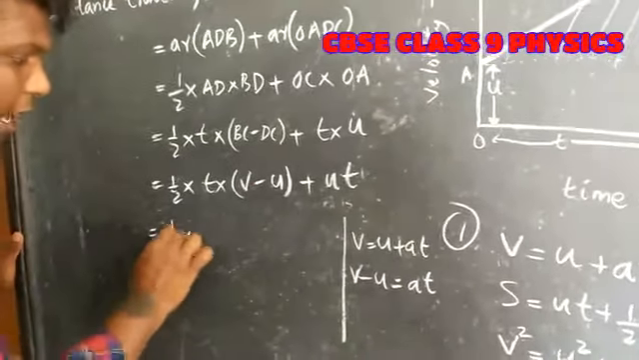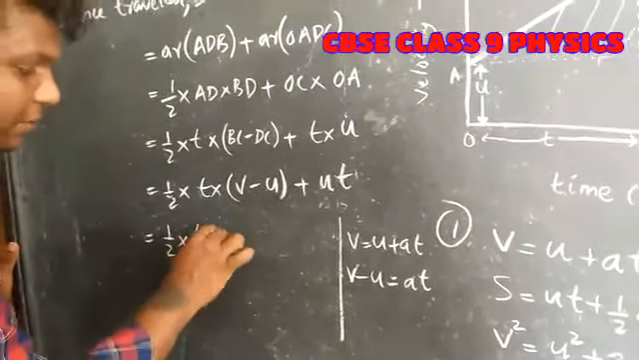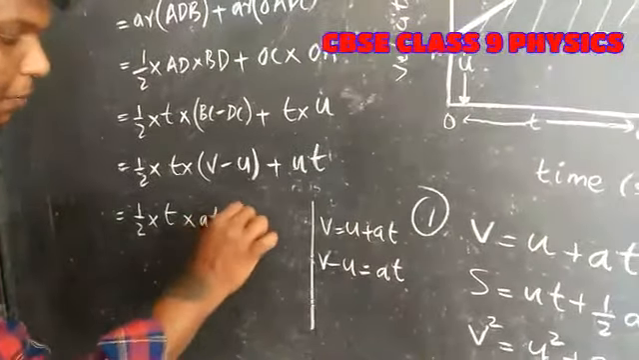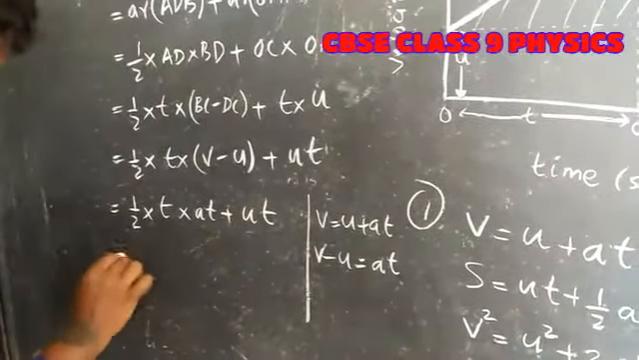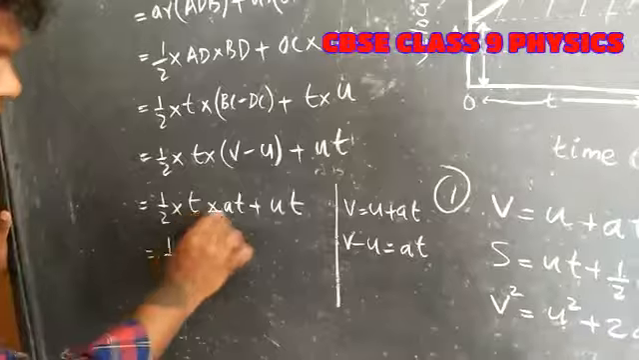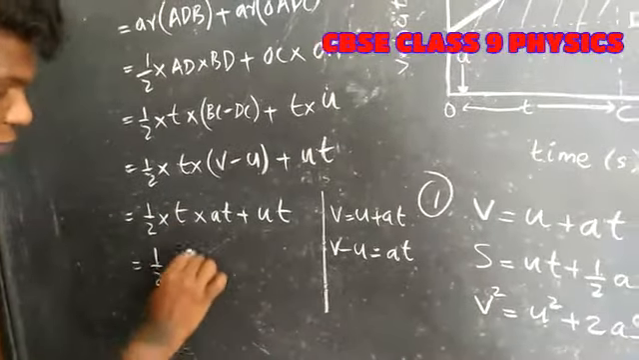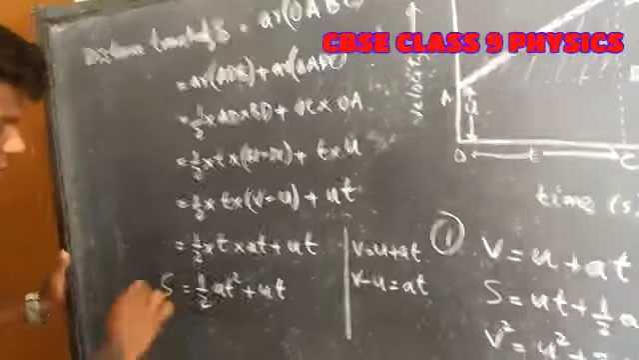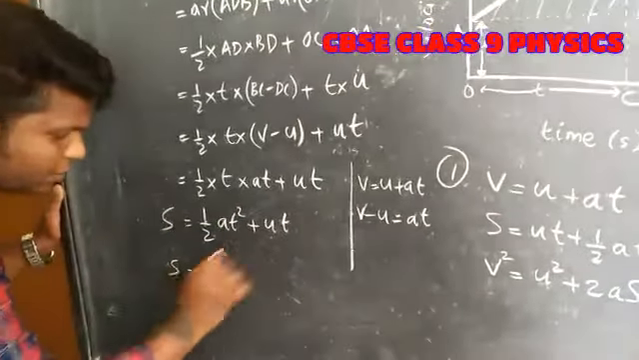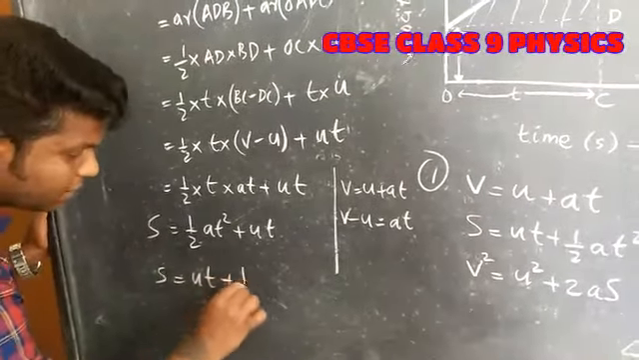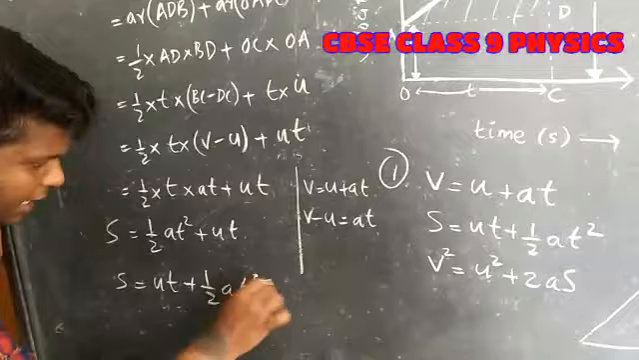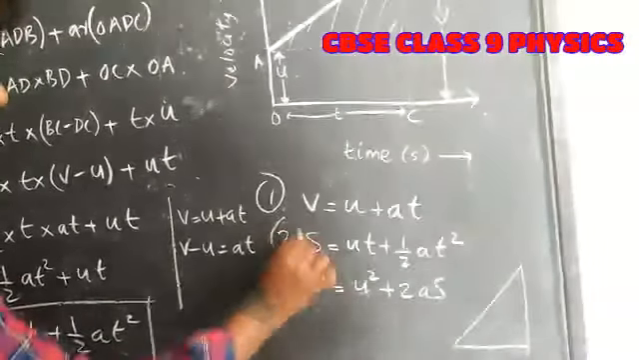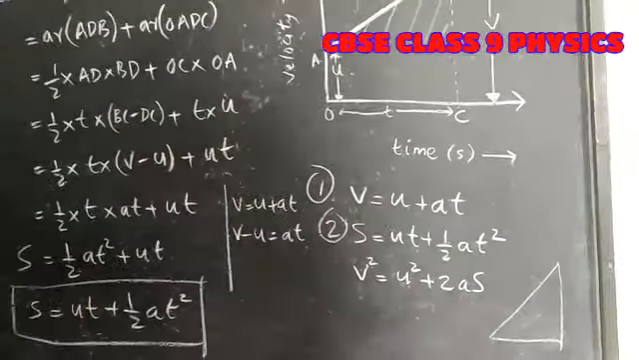That's equal to half into T into, instead of V minus U, AT, plus UT. That's equal to half, and together we can say AT square plus UT. This is your S. So normally we will say S is equal to UT plus half AT square. That is your second derivation.